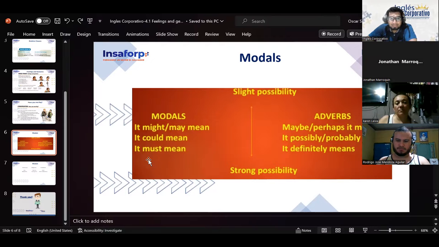Modal verbs, as I said previously, if you notice here, it says it might. So there's no need to say it mights. Now, with adverbs, as they are not verbs, it's the same. We're keeping it the same way because it's not a verb. If it was a verb, we would have to change it. But everything is going to be different with the verb that we have right after the modal verb. This verb, might mean, doesn't have an S at the end. So the verb keeps its original form.